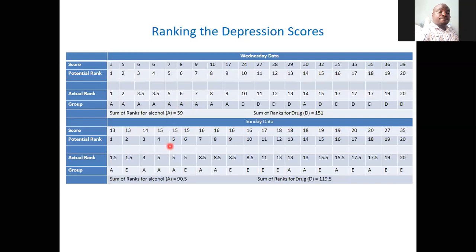From this data you can see that more of the alcohol scores are lower, while the drug scores are higher. So because of that, when you rank them, more of the drug will be at the upper spectrum. So when you now sum the ranks together, it will give you a higher rank sum. Look at it. On Wednesday, the sum of the rank for alcohol is 59, while for drug is 151. While on Sunday, the sum of the rank for alcohol is 90.5, and for drug is 115.